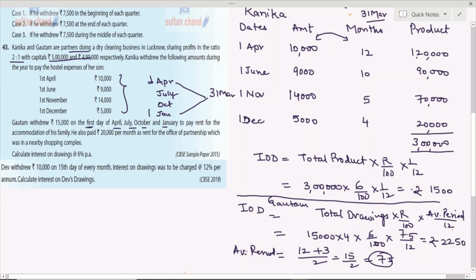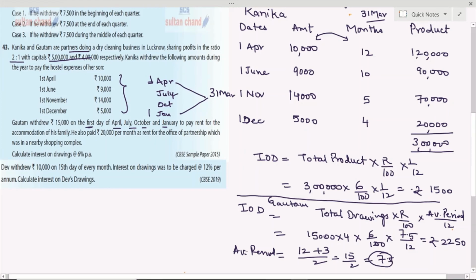So this way you have seen that in this particular question we use two different methods, and the reason is very clear. Why in Kanika's case did we use the product method? Because the dates and amounts were different. But in Gotham's case, the amount is the same, and we can make out this is a quarter thing, and every time on the same date he is withdrawing, so we can use this method. And remember, children, that you can use the product method in the case of Gotham also. That is also okay. You'll get the same answer. But it's better if you find it this way.